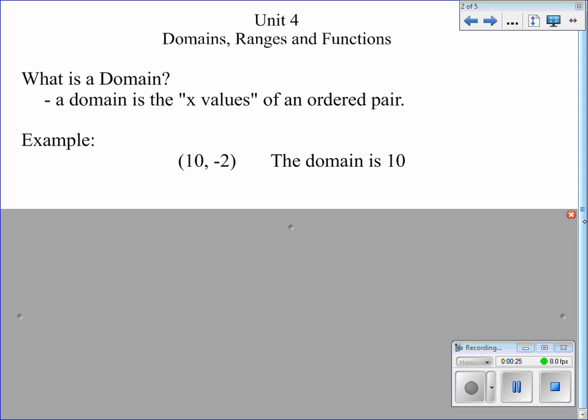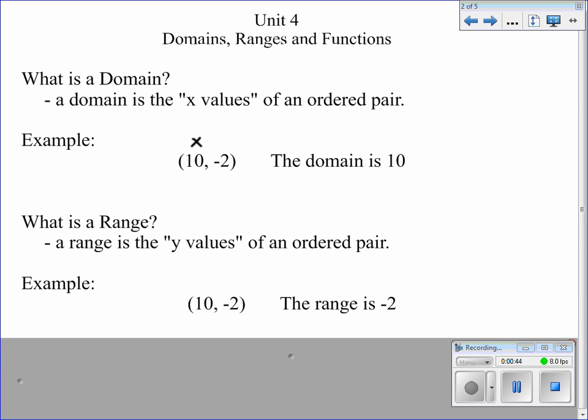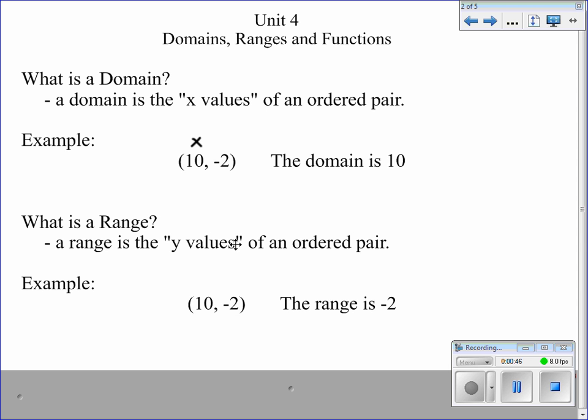So if you look here, we have the ordered pair 10, negative 2. Because 10 is our x value, or the first one, we would consider that to be the domain. So the domain of this ordered pair is 10. The range is going to be the opposite. The range is the y values, or the second value in an ordered pair. It goes x, y, and so given this ordered pair 10, negative 2, the range would be negative 2.